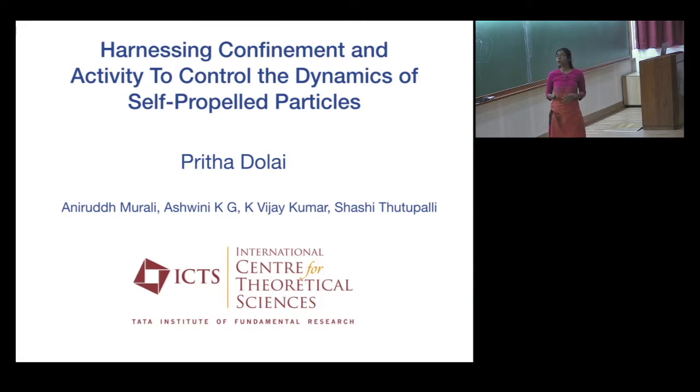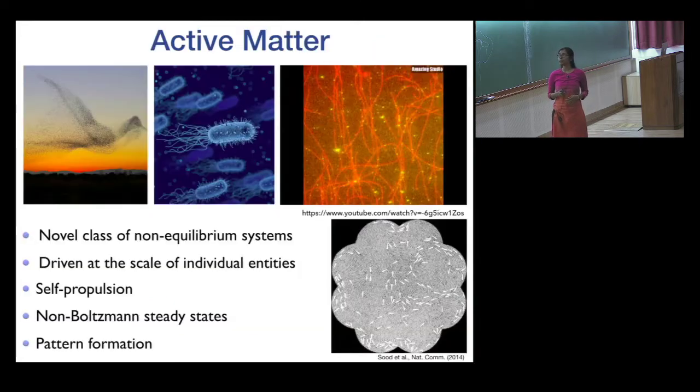So I'll give a brief introduction to what active matter is. Basically these consist of many active agents which are self-propelled, and due to constant energy consumption, these are a novel class of non-equilibrium systems. There are lots of examples of active systems, like a flock of birds, or a colony of bacteria, and these are the motion of molecular motors on a microtubule.